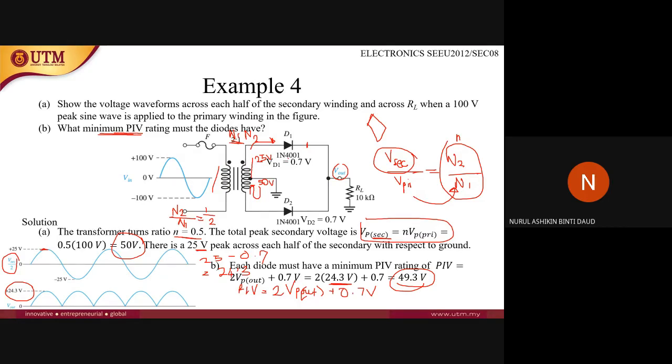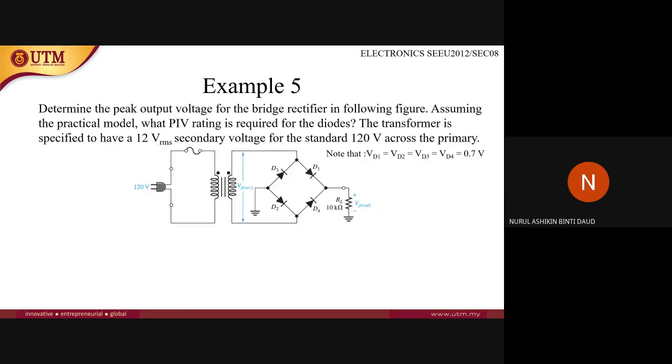Okay, next, for the next example, determine the peak output voltage for the bridge rectifier. So this is already mentioned to you. This is a bridge rectifier in the following figure. Assuming the practical model. Okay, so this is not the ideal model. So this is a practical model. So you have to consider the value of the diode's drop which has been given to you, which is 0.7 volts.